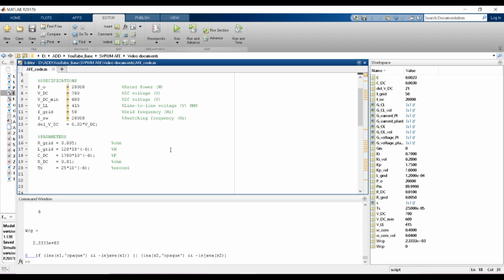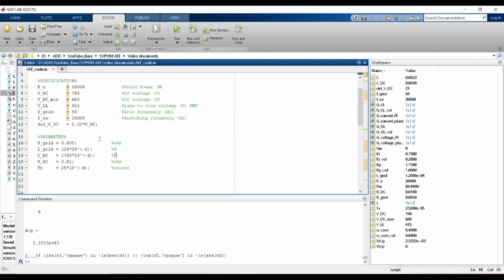Now we will do the programming to find out the KP, KI values and the capacitor values. So for that, this is the power rating. So this is 20 kilowatt. This is the VDC, that is 700 volt. This is the VLL 415 volt. This is a grid frequency 50 hertz, switching frequency 20 kilohertz, and the delta V VDC, that is I have taken 3% of the VDC. So this will be coming around 21 volt.